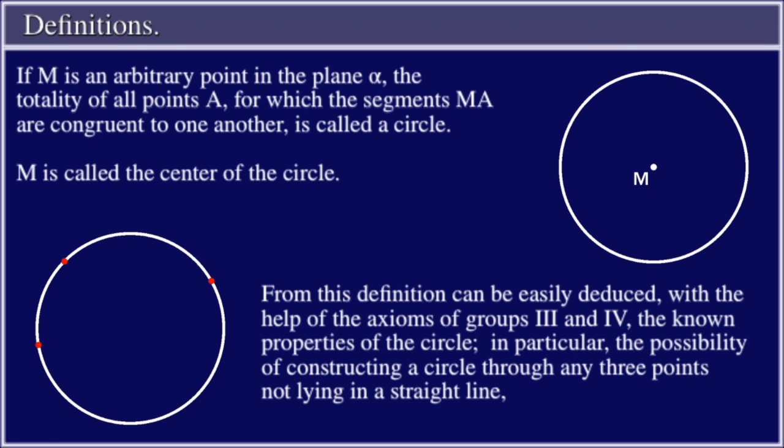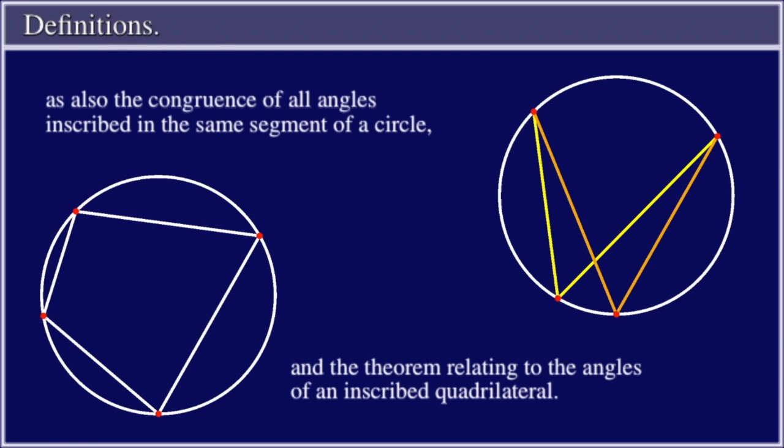Definitions. If M is an arbitrary point in the plane alpha, the totality of all points A for which the segments MA are congruent to one another is called a circle. M is called the center of the circle. From this definition can be easily deduced, with the help of the axioms of group 3 and 4, the known properties of the circle. In particular, the possibility of constructing a circle through any 3 points not lying in a straight line, as also the congruence of all angles inscribed in the same segment of the circle, and the theorem relating to the angles of an inscribed quadrilateral.